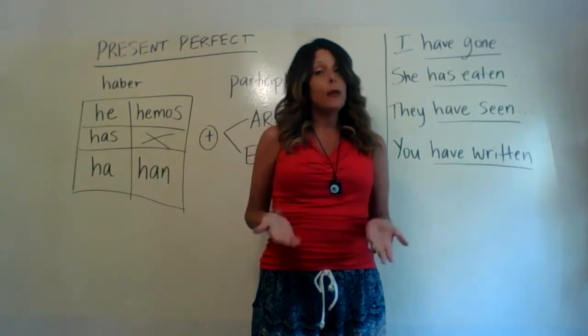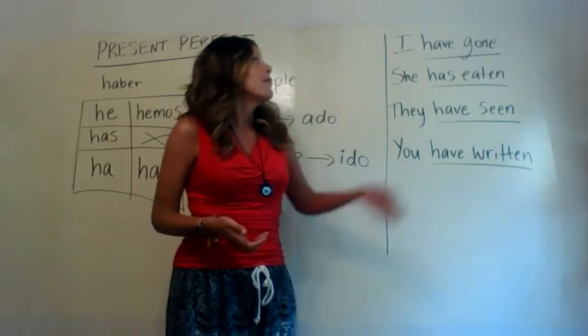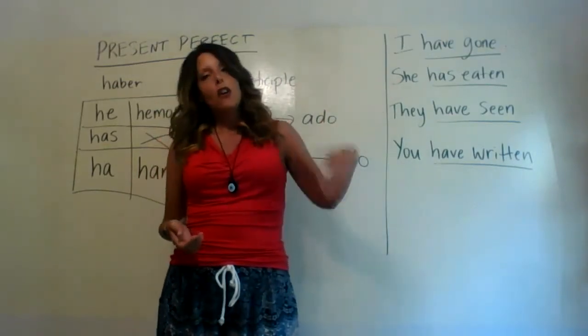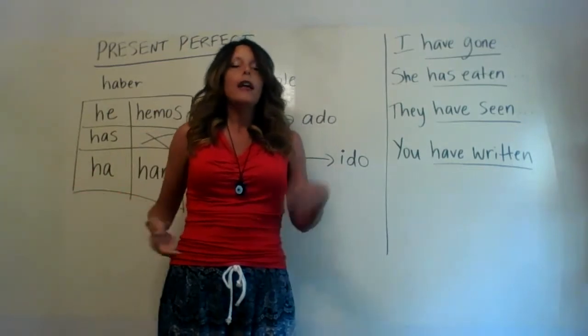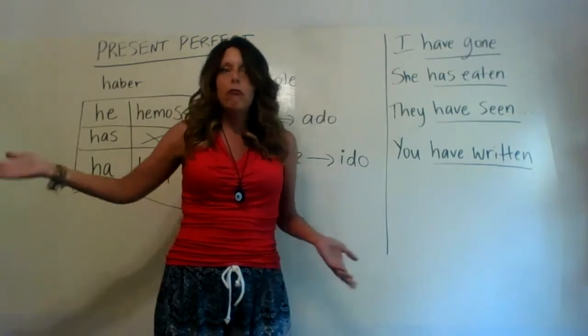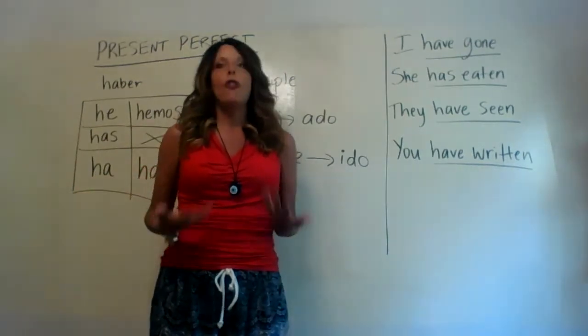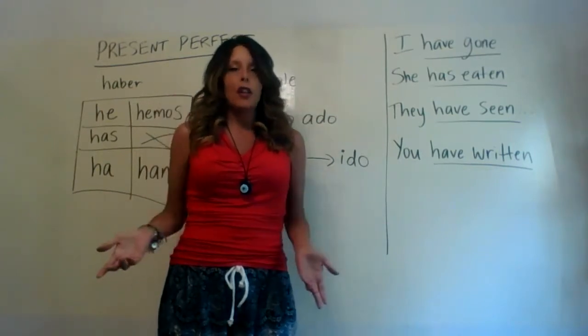So the present perfect in English is stuff like: I have gone to the store. She has eaten at that restaurant before. They have seen that movie. You have written your composition. So that is what we're doing in English, and now we're just going to convert it to Spanish.